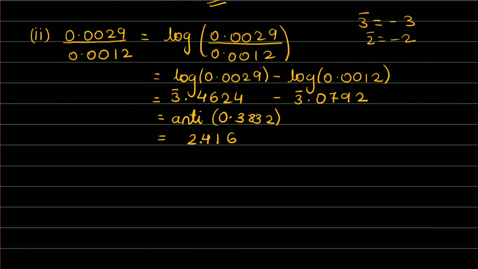2416. Simply add a point over here, and the remaining is 10 to the power 0. Before the point, the number is 0. So 10 to the power 0. 2.416 is the answer.